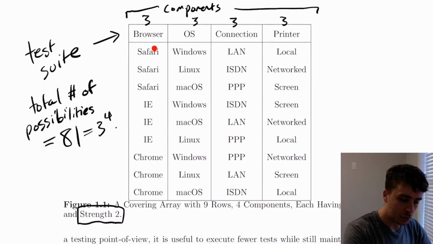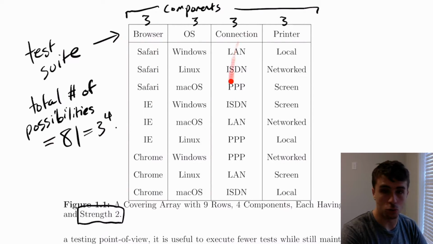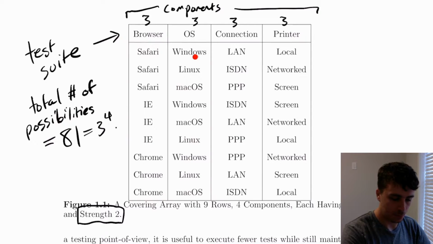So here, Safari LAN, Safari ISDN, Safari PPP, IE with those three, Chrome with those three. So indeed, all 9 possibilities appear in these two columns because that's 3 to the power 2. 3 to the power 2 is 9. And let's just say we check this one and this one. Well, you'll find that all 9 appear here. They can appear more than once, that's fine.